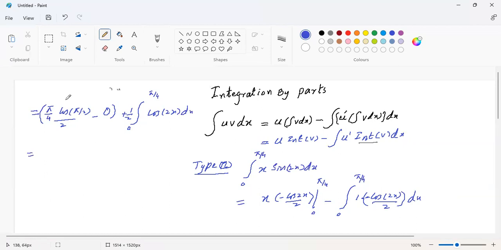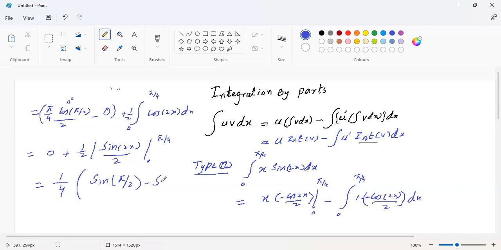Because cos of pi by 2 is always 0, it is 0 plus 1 by 2, and the integration of cosine of 2x is sine of 2x by 2, keeping in mind that the integration of sine is negative cosine x. Then write the limits again, 0 to pi by 4. So it is 1 by 2 times 1 by 2, which is 1 by 4. Then put the limits: sine of pi by 4 into 2, which becomes pi by 2, minus the sine of 0. You know the values: sine pi by 2 is always 1 and sine of 0 is 0. So the answer of this integral is 1 by 4.